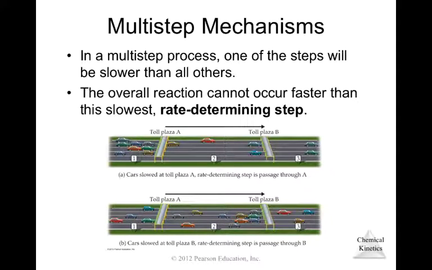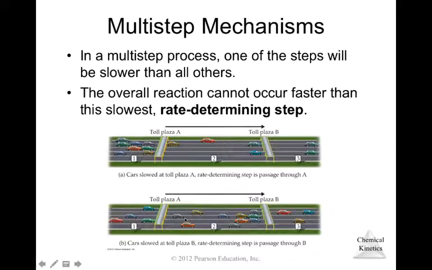When you're talking about multi-step reactions, one of the steps is invariably going to be slower than the others. And this is what's going to determine how fast the reaction goes overall. We're going to call it the rate determining step. So like in this diagram here, all the cars are bunching up at Toll Plaza A, but don't seem to be having too much trouble getting through Toll Plaza B. So we say that this is the rate limiting step, the rate limiting toll gate.